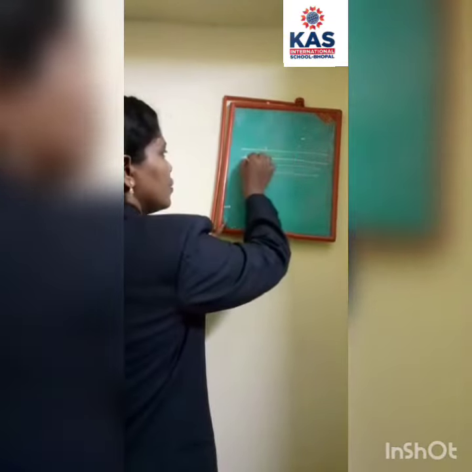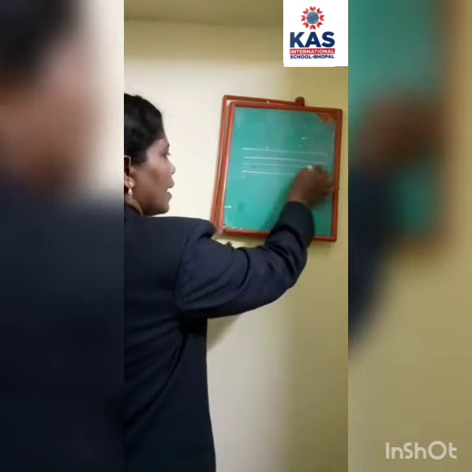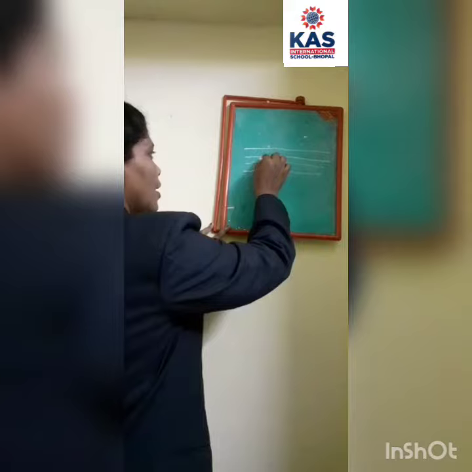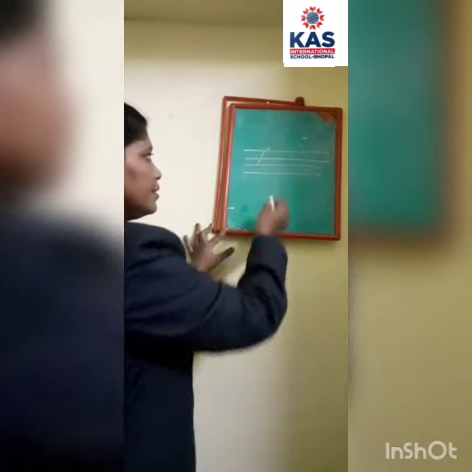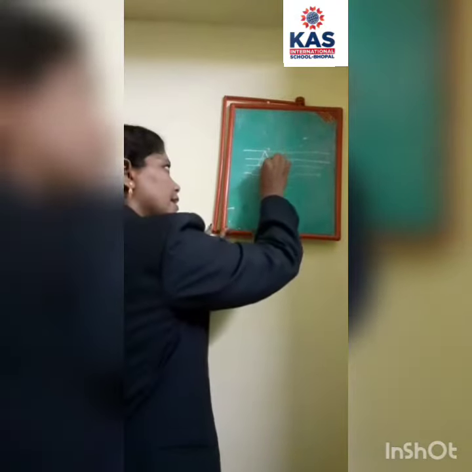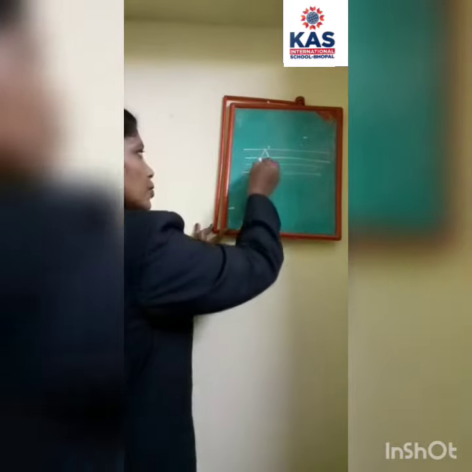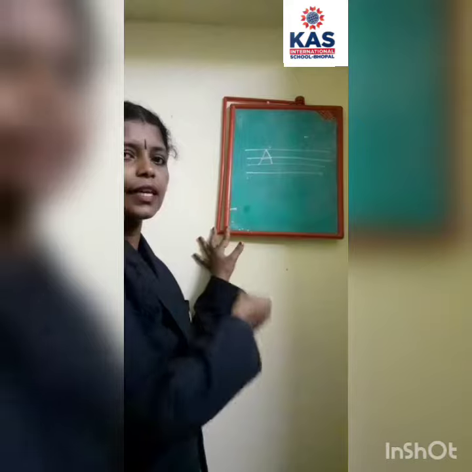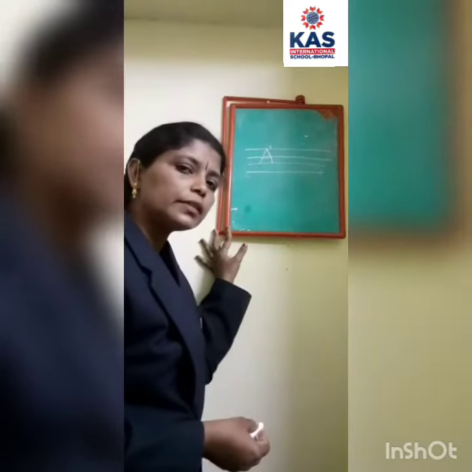One line, two line, three line, four line. Then one slanting line or another slanting line joins a sleeping line. Which letter? A for apple.